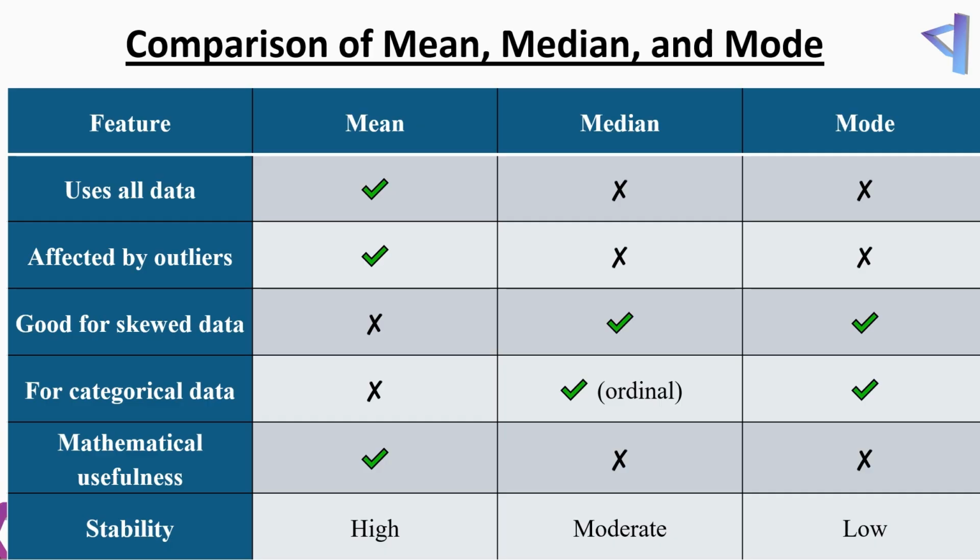While mean, median, and mode are the most commonly used measures of central tendency, there are still other related measures that we will explore in our upcoming videos.